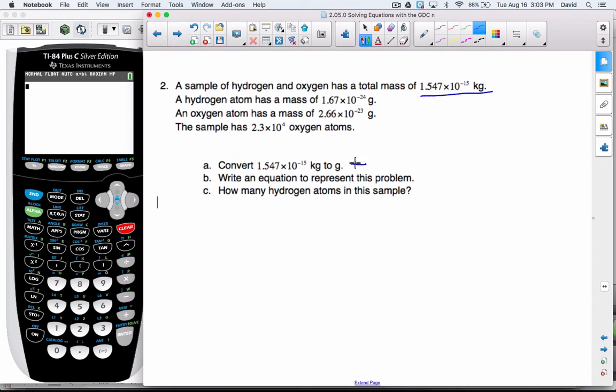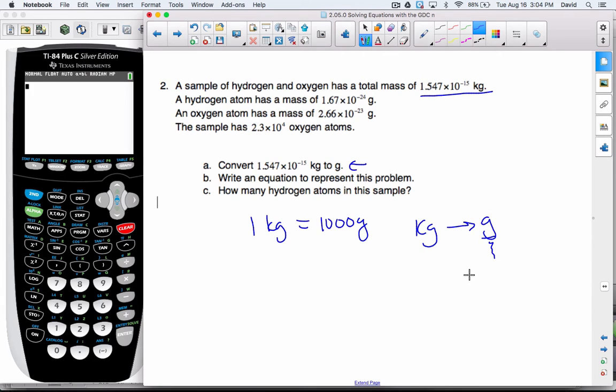Well, let's do this conversion factor right off the bat. One thing that I know is that 1 kilogram is equal to 1,000 grams. Now, what would you do, Mr. Howman, to convert this quantity, 1.547 times 10 to the negative 15 kilograms, to grams? I have to look at what I'm coming from and going to. I'm starting in kilograms, and I'm going to grams.